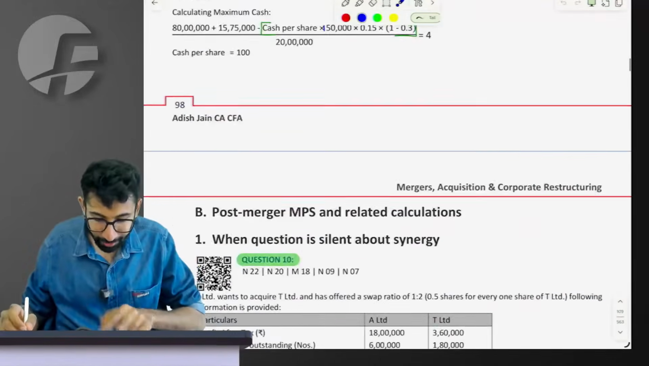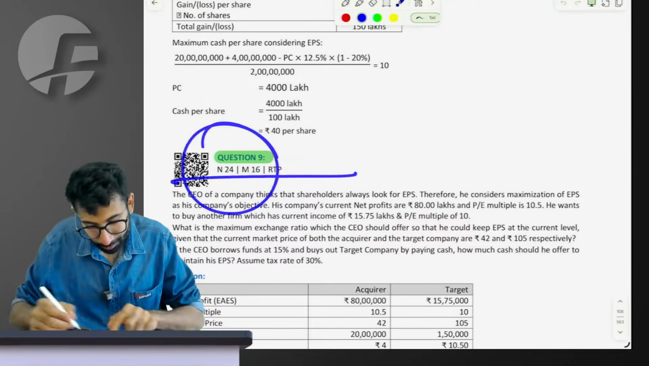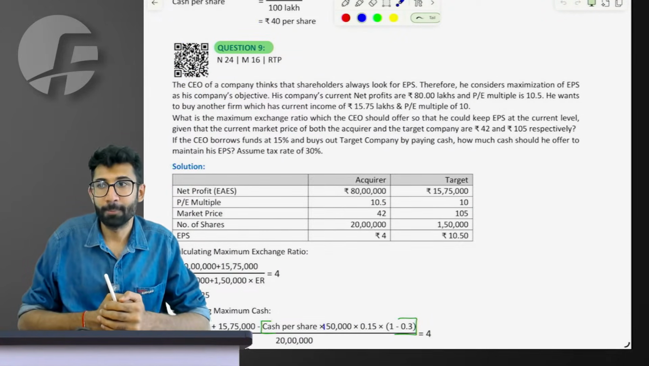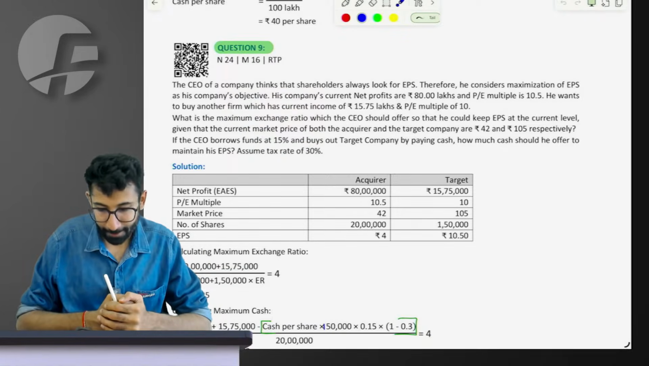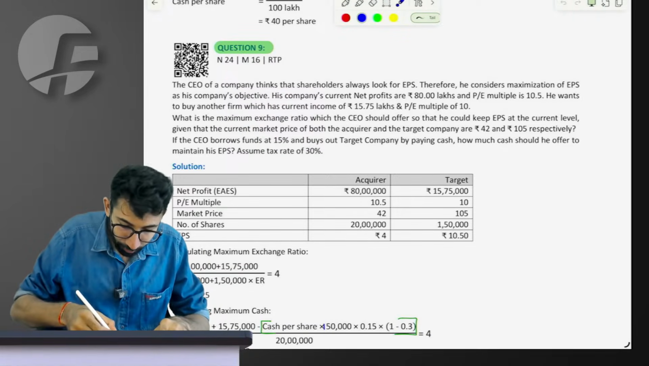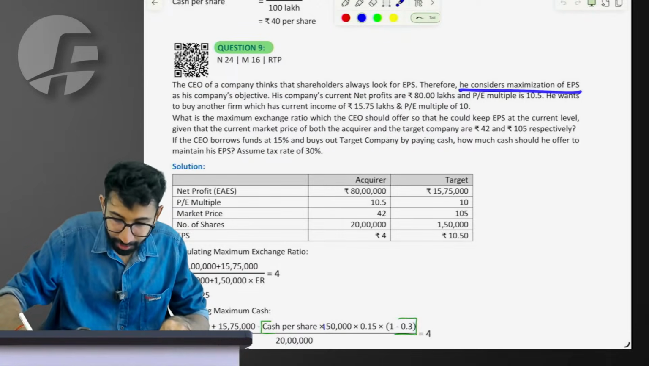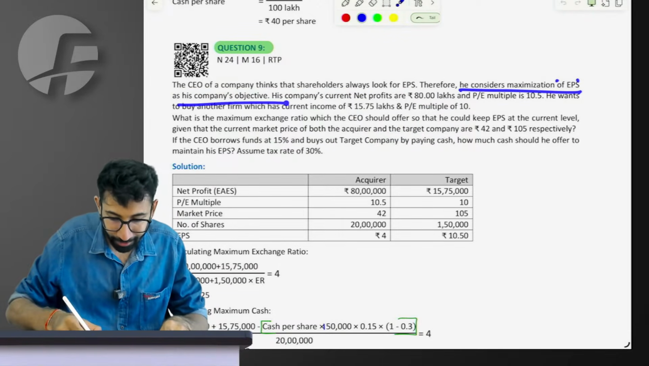The question that I'll make you do in the class right now is question number 9. Let's get to it super fast. The CEO of the company thinks that shareholders always look at EPS. Therefore, he considers maximization of EPS as the company's objective.